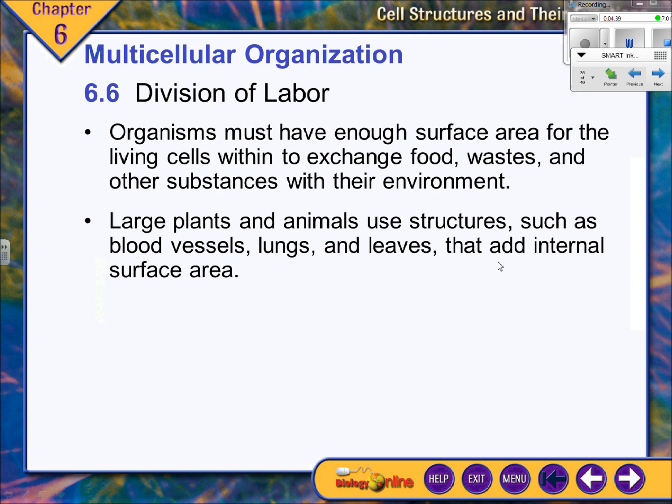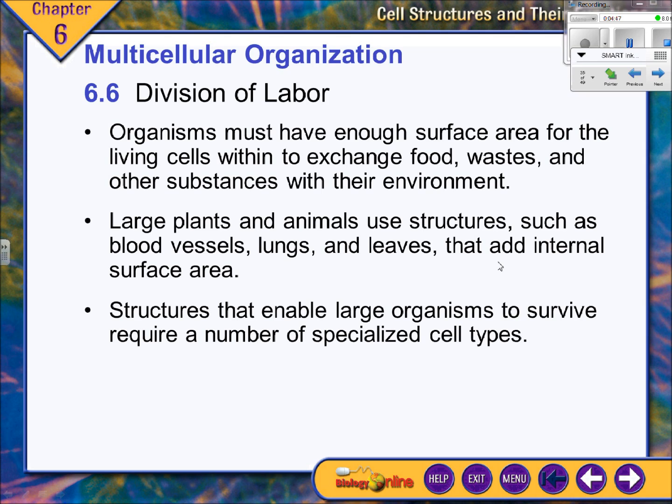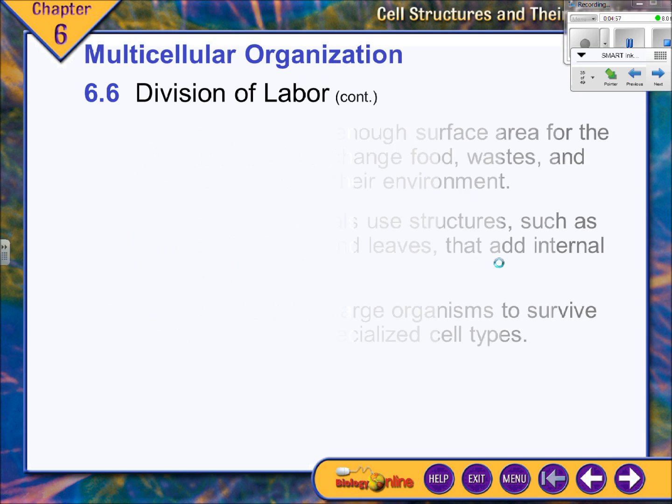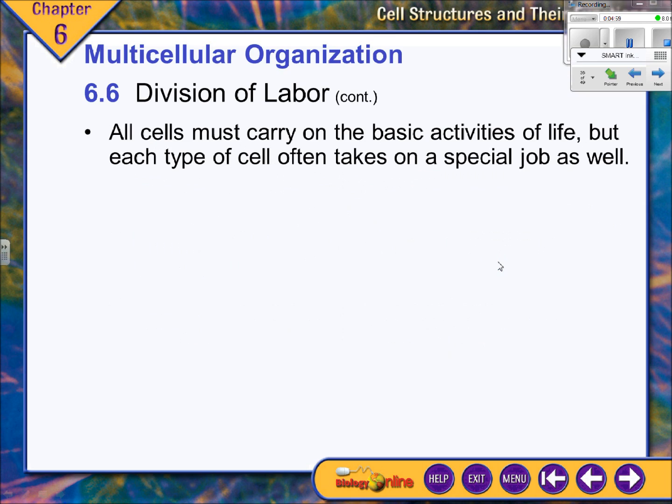Okay, so then the next step would be true multicellular organisms like us and plants. And then we get to cells making tissues, tissues making organs, and then groups of organs doing what? Making a whole system.